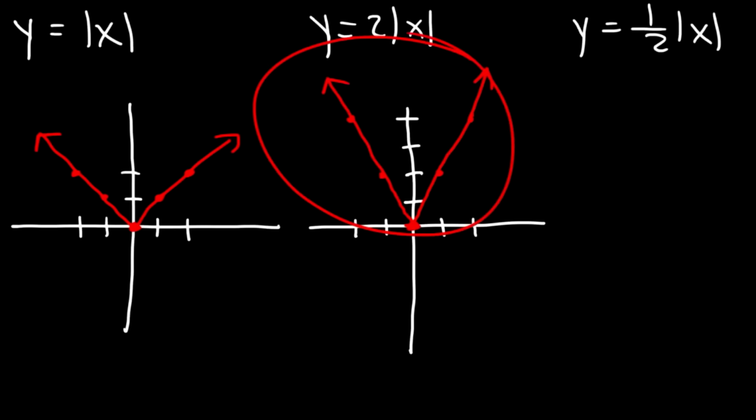So here we have a vertical stretch. Notice that the y values were doubled. And so that's the effect of putting a 2 in front of the function. For the last example, we're going to have a vertical shrink.